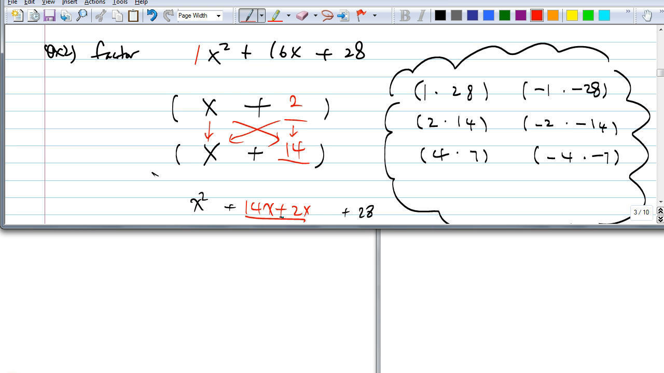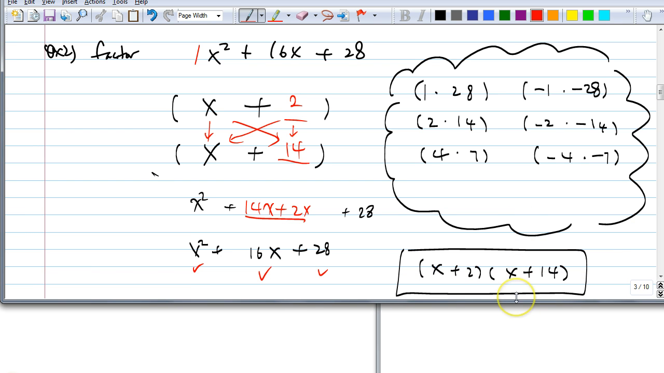So what's the answer? How do I factor this trinomial? The answer is right there, guys. How do you factor this? x plus 2 times x plus 14.